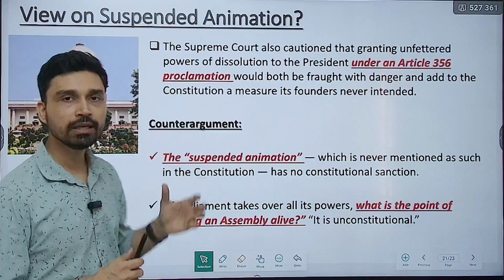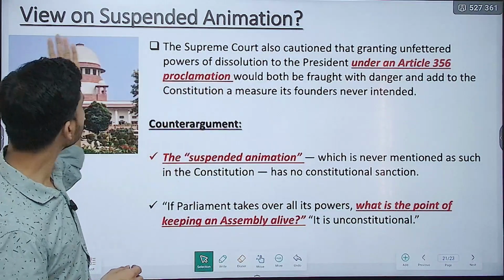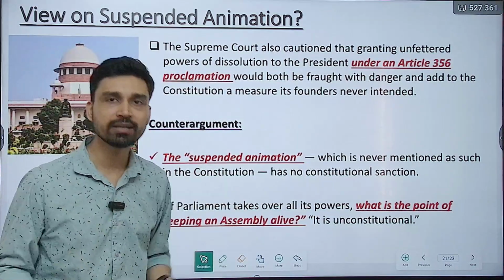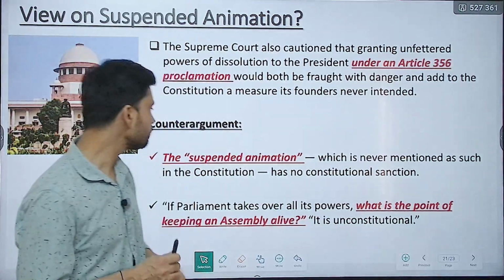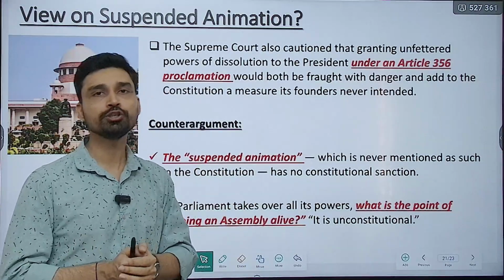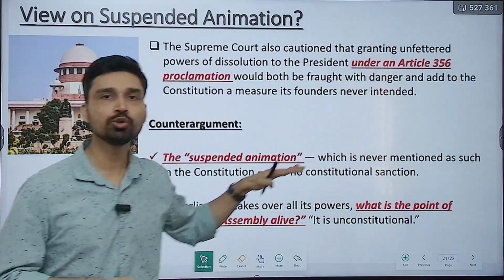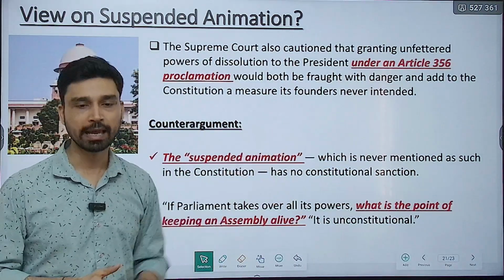However, many of the legal luminaries have basically opposed the clause of suspended animation or the practice of suspended animation. The reason is that, first, they say that suspended animation has never been mentioned in the Constitution of India. So it does not have any kind of constitutional basis or constitutional sanction.